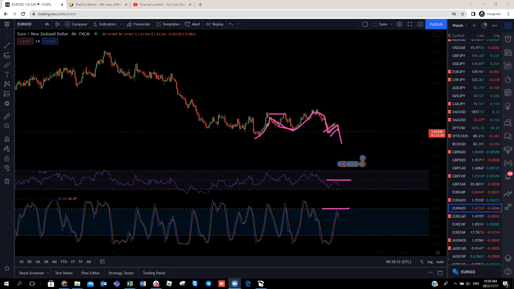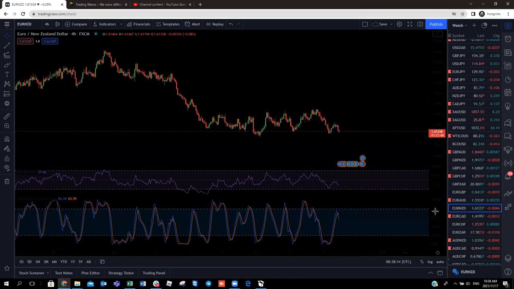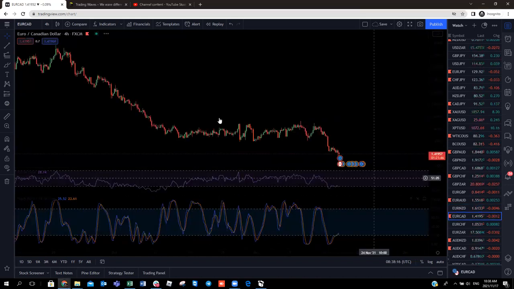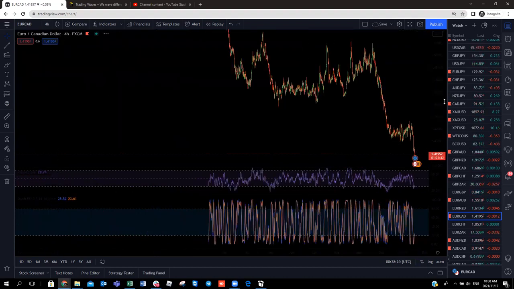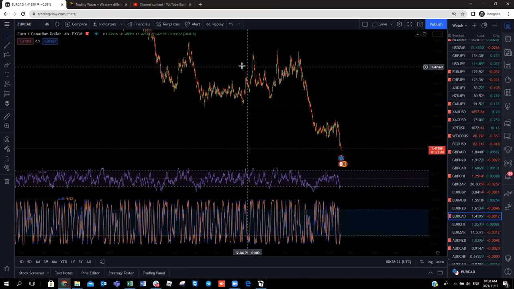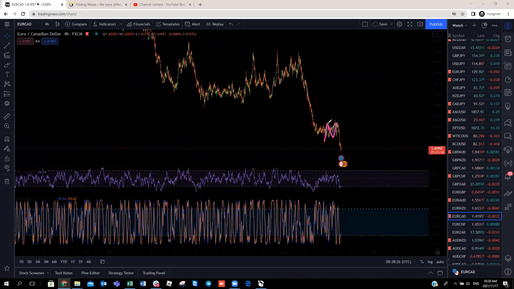I expect this one to just continue lower, especially with this. Okay, so that's what we have there on my Euro New Zealand. Euro CAD, bearish. We've seen this continuation pattern yesterday, 1, 2, 3, and then the drop. Still bearish. The same with Pound CAD, still bearish. We look for more downside.